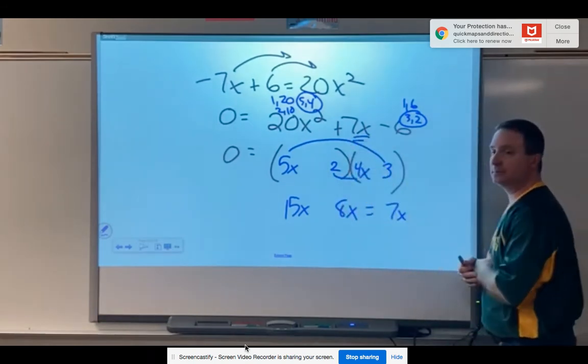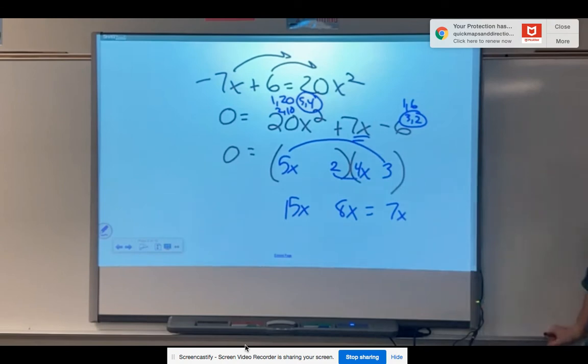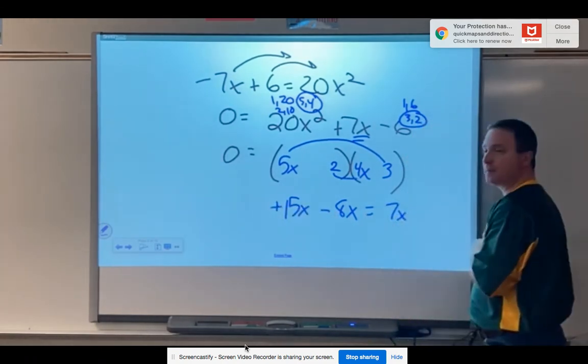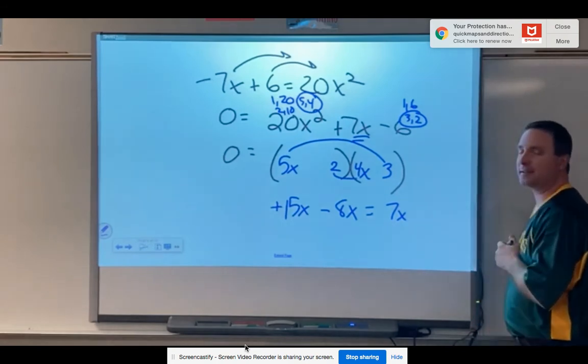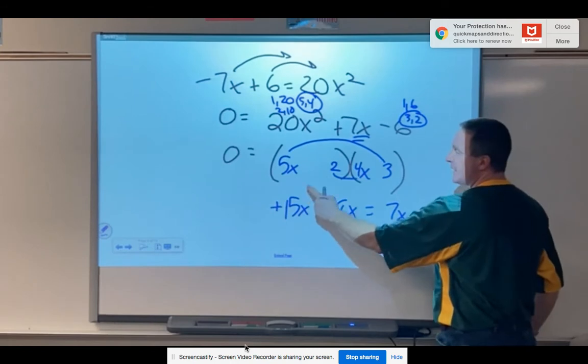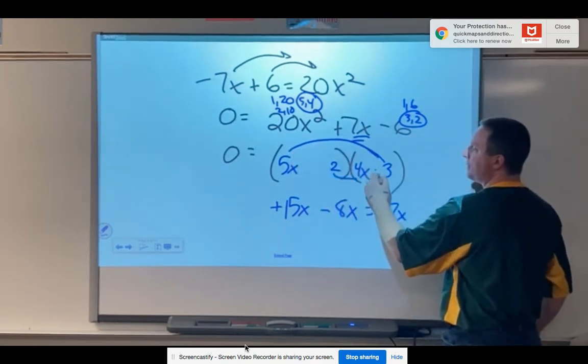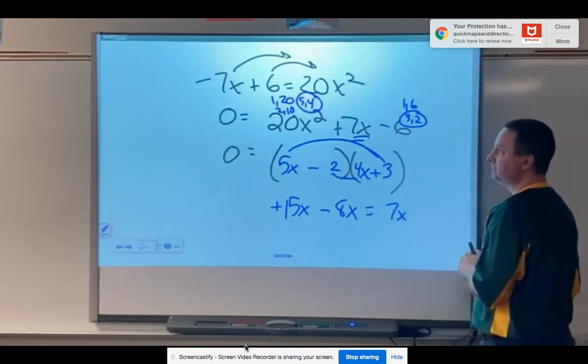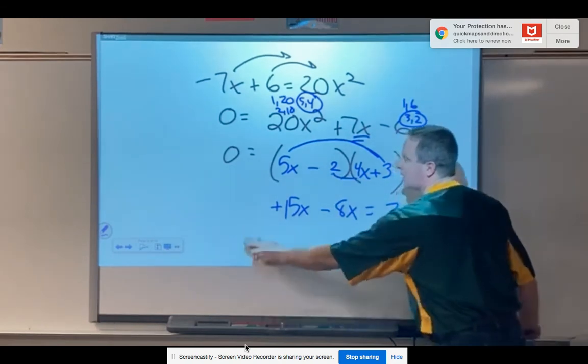Can we get 7? Can we get a positive 7 out of that? I think so. Positive 15 and negative 8 gives me 7. Well, where did my 15 come from? It came from right here, and I need it to be positive. My 8 came from right here. It has to be negative. There I got it. Okay.